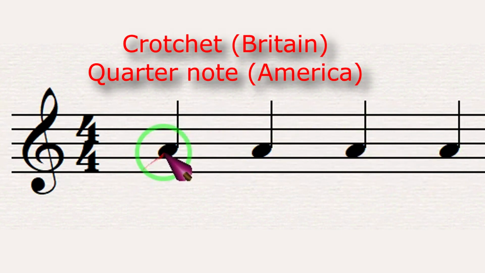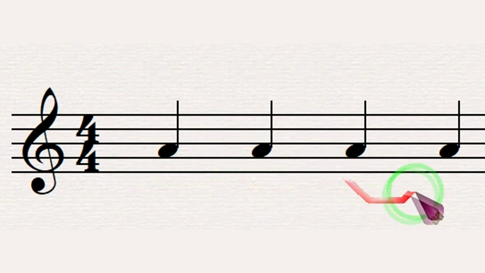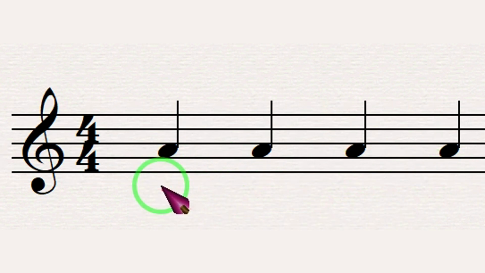I said crotchets because in Britain we call it crotchets, and in America and other places they call it quarter notes. So quarter notes and crotchets are the same. And we start with quarter notes because they are the ideal figures to take as units.